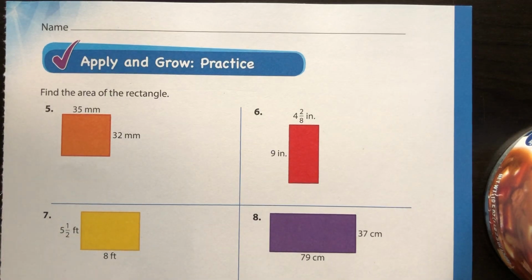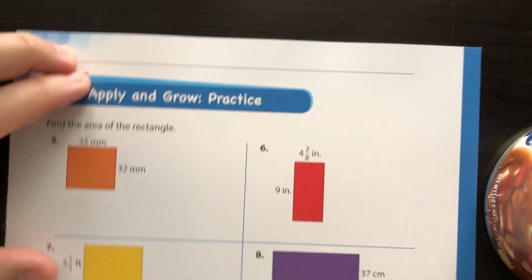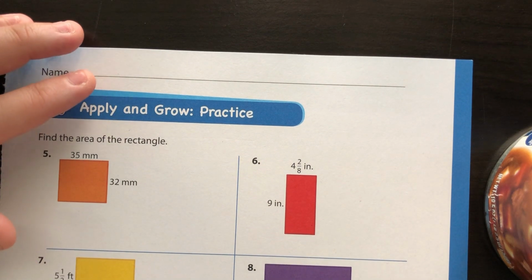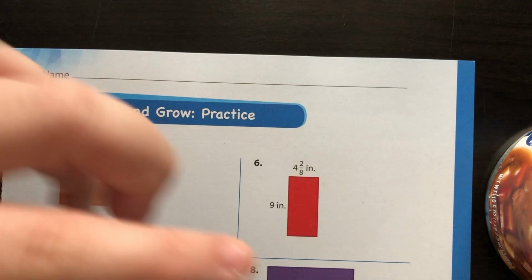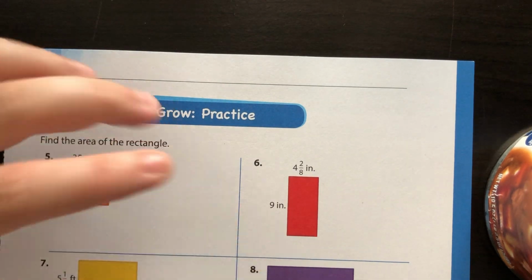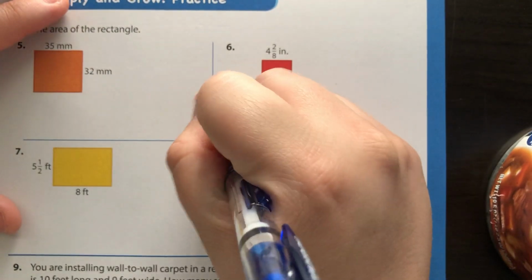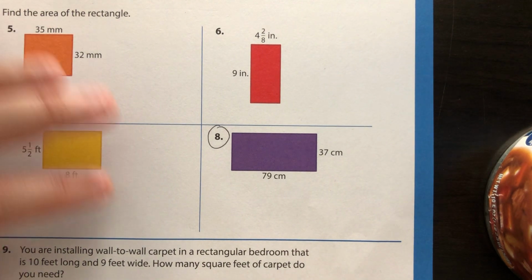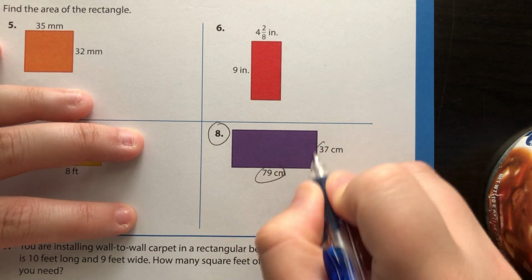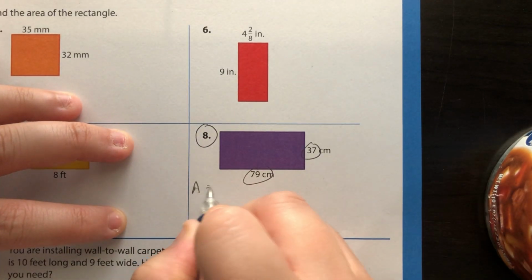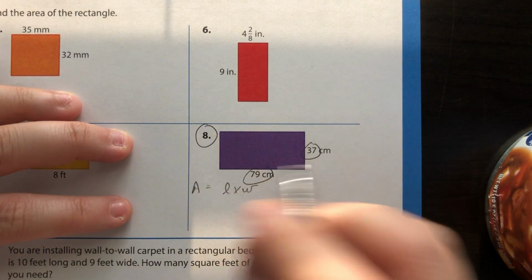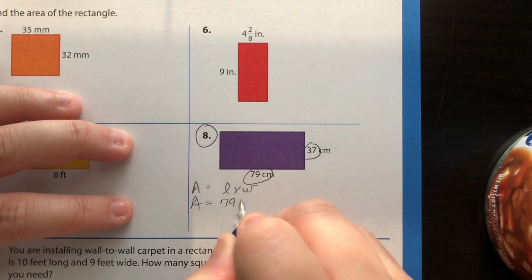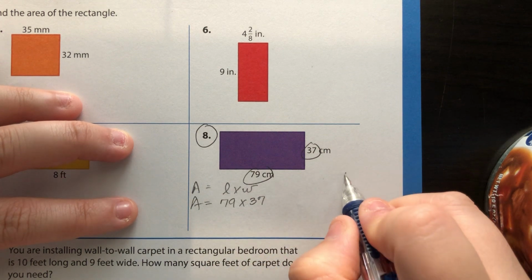Alrighty, let's move on. So right here, find the area of a rectangle. I'm actually going to do the 2 fraction ones and one of these to save time. I'm going to do this one. Okay, you could do that one on your own if you want to practice. Here we go. So area equals length times width. I know I'm kind of jumping around on the problems, which is 79 times 37.